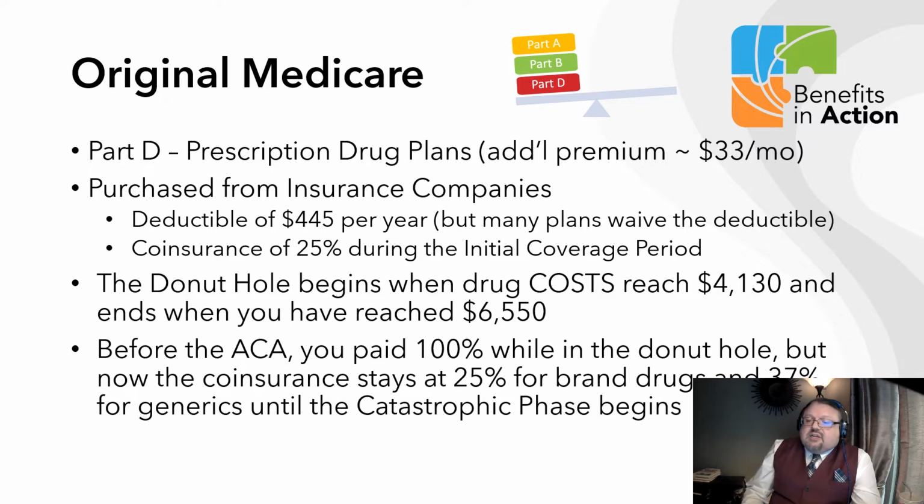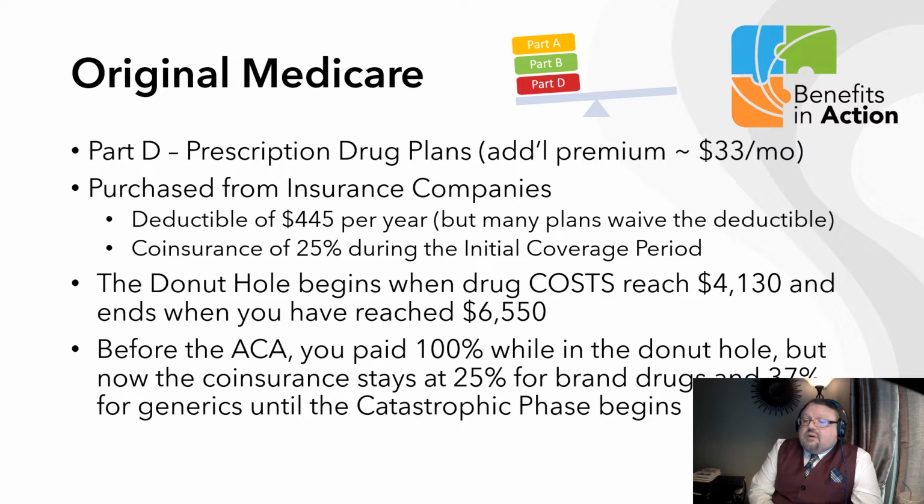At the end of the initial coverage period, which is when the drug costs have accumulated to $4,130, you have reached the donut hole. Previously, when Part D was first introduced, the donut hole meant that at $4,130 in costs to your medications, you were then responsible 100% for the cost of your medications until reaching the catastrophic phase at $6,550. So, Medicare beneficiaries had to be prepared to shell out $2,400 during the donut hole for their medications.